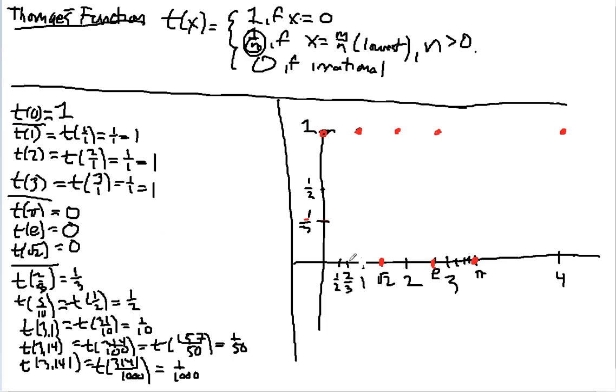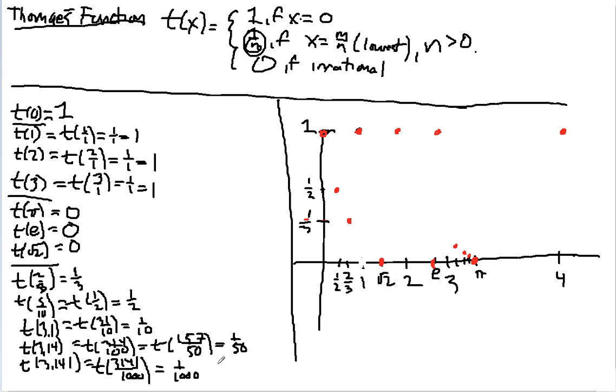2/3 goes up to 1/3. 1/2 goes up to 1/2, like so. 3.1 goes to 1/10, which is going to be right there. 3.14 is 1/50, which is down there. 3.141 is going to be 1/1,000. So what you get is, as you get really close to an irrational number, the rationals go down to 0. The closer you get to an irrational number, the bigger the denominator has to be.